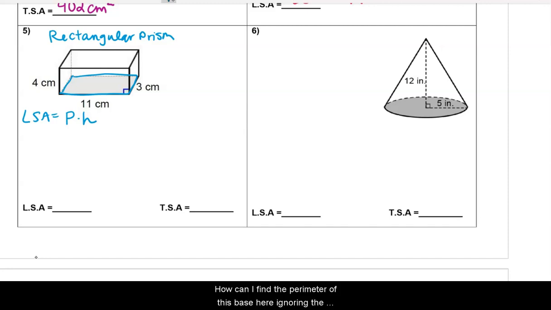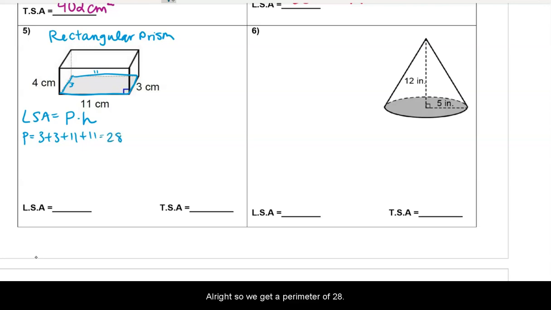So how can we find the perimeter of this base here? Ignoring the 3D part of the figure, we're just looking at that rectangle on the bottom. Well, we have a side of 11, that means this other side is 11. A side of 3, that means this other side is 3. So we can say 3 plus 3 plus 11 plus 11. So that's 22, 23, 24, 25, 26, 27, 28. All right, so we get a perimeter of 28.